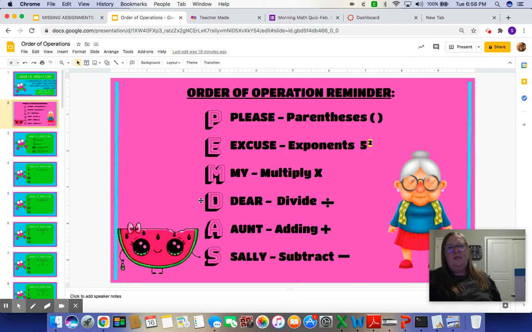Next would be D for dear, which helps us remember to do dividing next. A, which stands for aunt, helps us remember adding. And S for Sally stands for subtract. So say it with me. Please excuse my dear Aunt Sally.